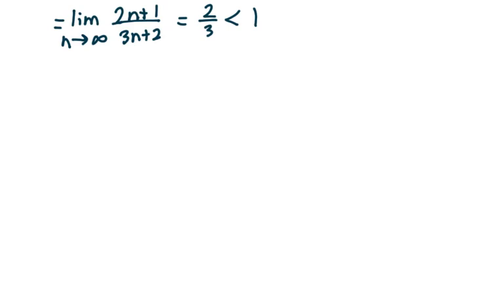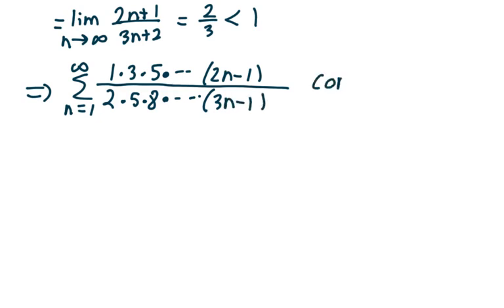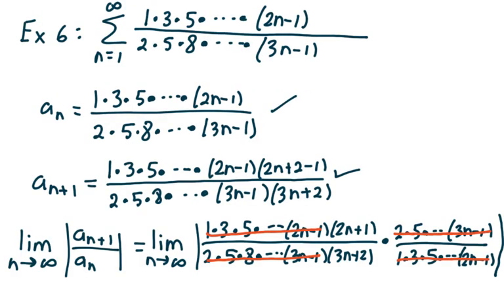Okay? So what does that say? That implies the summation from n equals 1 to infinity of 1 times 3 times 5 times ... (2n minus 1) divided by 2 times 5 times 8 times ... (3n minus 1) converges by the ratio test. And that's how we do example 6.